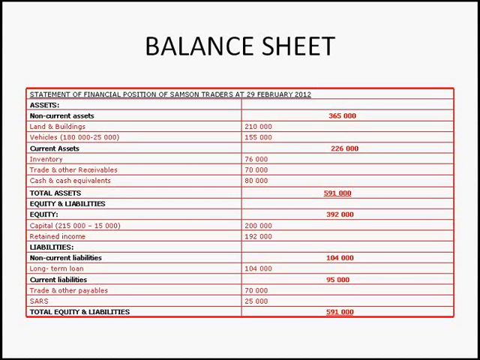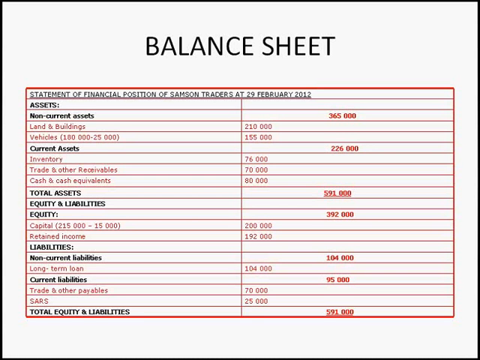If I add the inventory, the trade receivables, and the bank together, 76,000, the 70,000, and the 80,000, if I add those three together, then I get a total of 226,000 for current assets. Those two together form my total assets and give me a total of 591,000. So that is the left-hand side of my accounting equation.